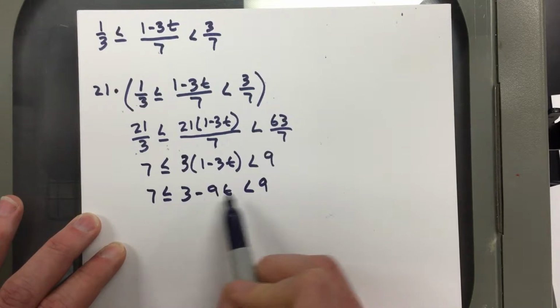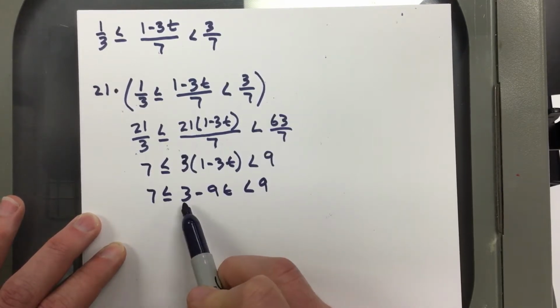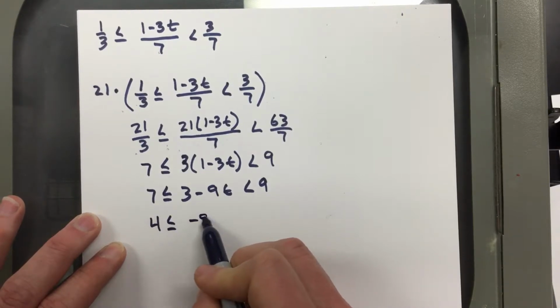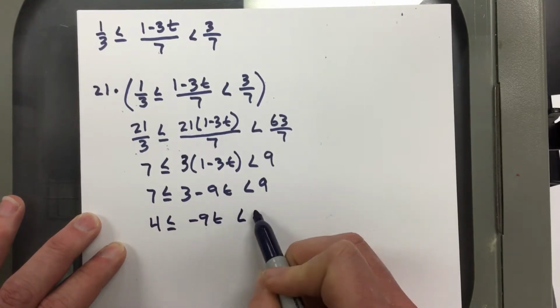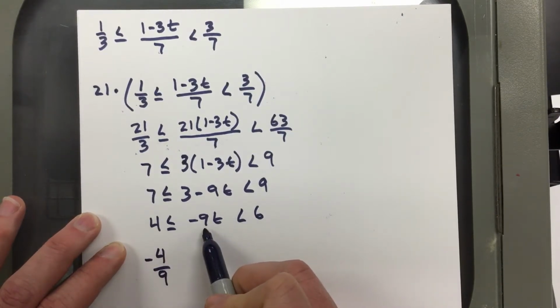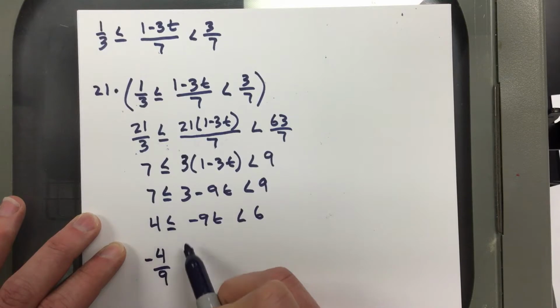Now I'm going to subtract 3 on each side. So when I subtract 3 from this side and this side, that's going to give 4 less than or equal to negative 9t less than 6. And finally, I'm going to divide by negative 9 on each side. That's going to give negative 4/9. Well, when I divide by negative 9, I have to flip. Anytime I divide by a negative, I have to flip the sign.